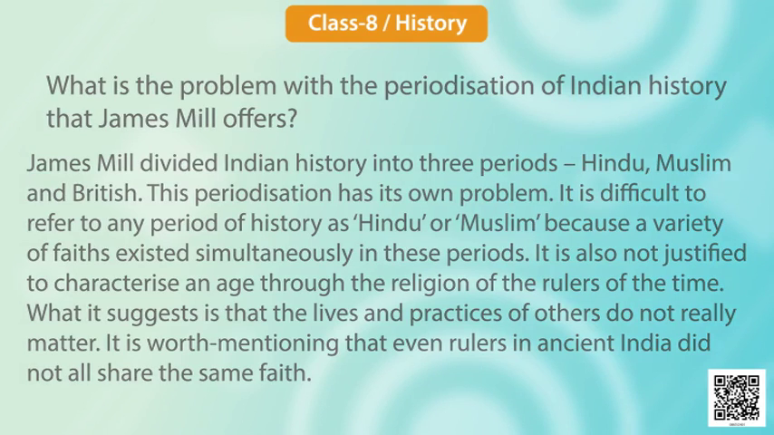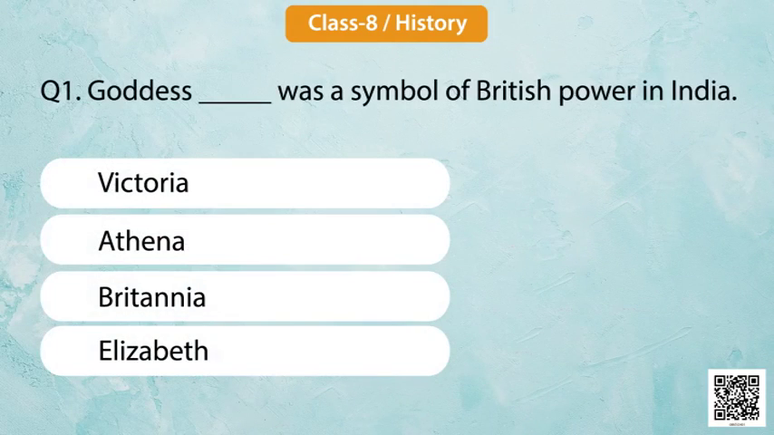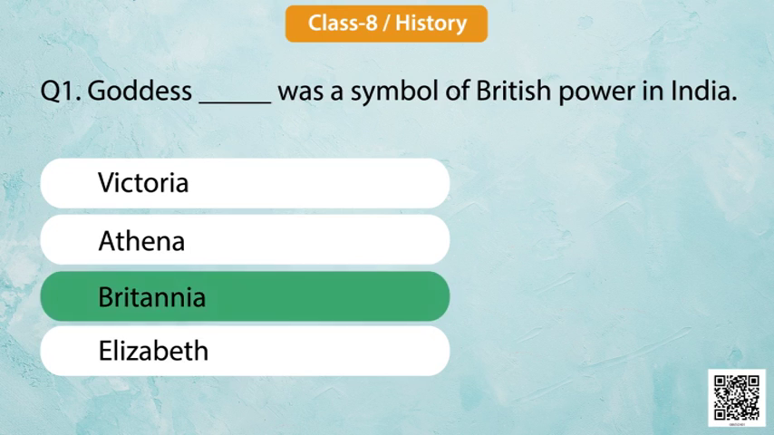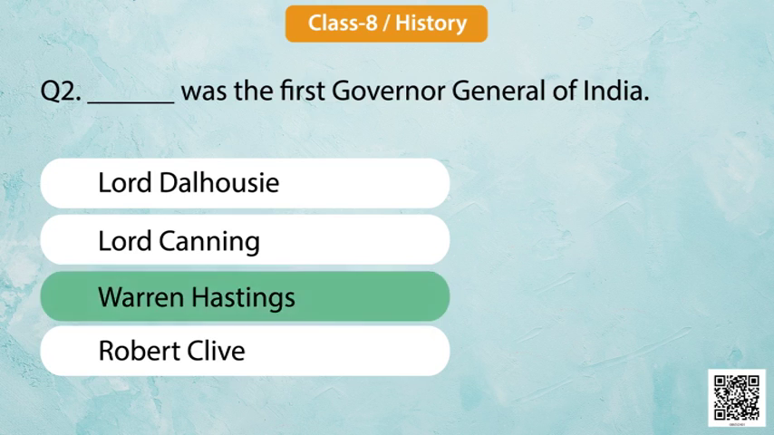Okay, now there are 4 options on your screen. You have to pick one. Britannia was a symbol of British power in India. Correct. Who was the first Governor General of India: Lord Dalhousie, Lord Canning, Warren Hastings, or Robert Clive? Very right. It was Warren Hastings, who was the first Governor General of India.